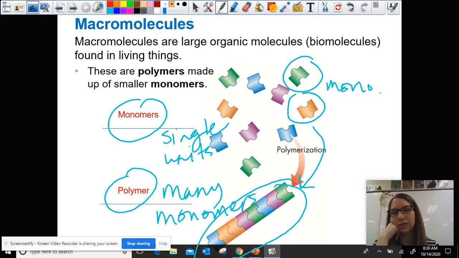All right. So for each of the 4 groups of carbon-based molecules we're going to look at, we're going to identify what's the name of the monomer, what does it look like, and then how do those monomers interact to create these larger polymers that generally are the ones that are going to play a functional role in our cells. Okay. So make sure you understand mono, single units, poly, many. So polymers, many monomers. Okay. Make sure you've got that jotted down.